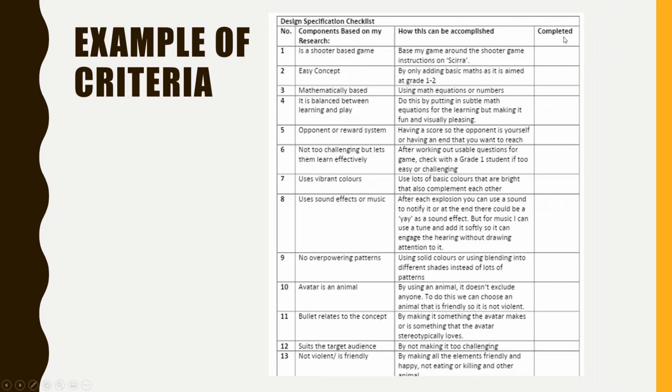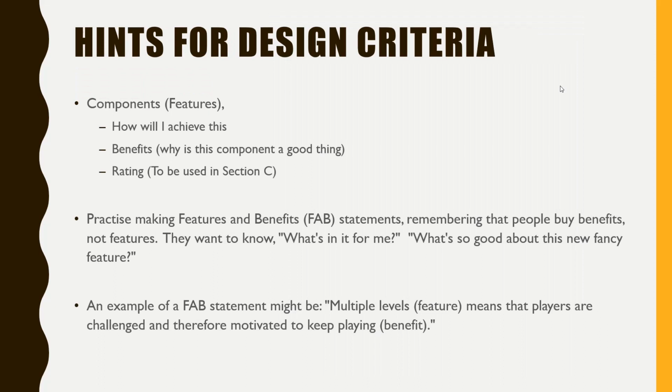You then also need to have a third column here, which will be the completed task, which will be used later in section C when you rate the game. So, some hints for the design criteria. Like I said, have the component, then list how it's going to be achieved, the benefits while you're describing how it's going to be achieved, and then finally a rating section.